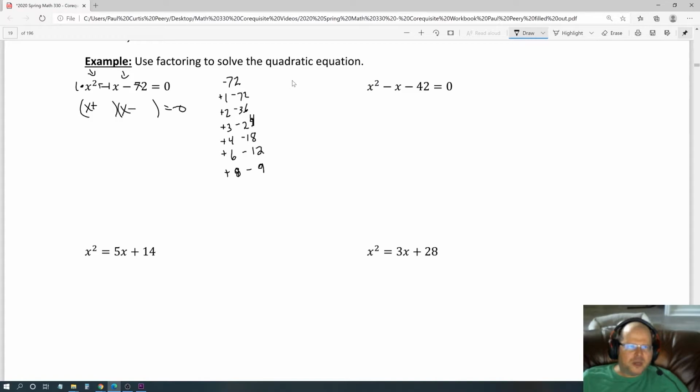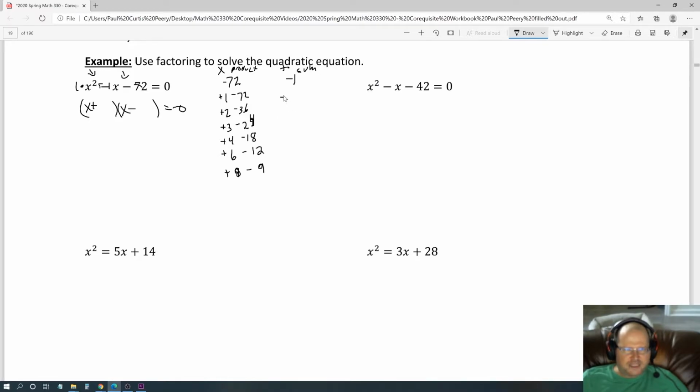Now, we also want to know when we add them together, how do we get a negative 1? So this is the result of multiplication, right? And this is the result of addition. So this is the product, and this is the sum, right? The result of multiplication, the result of addition.